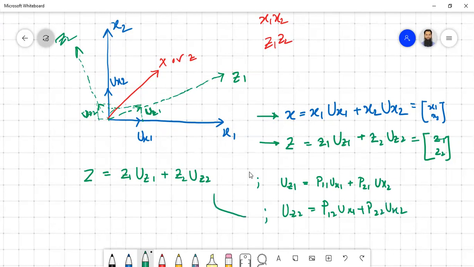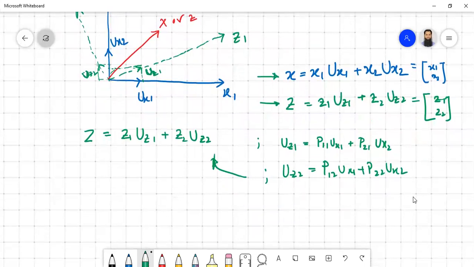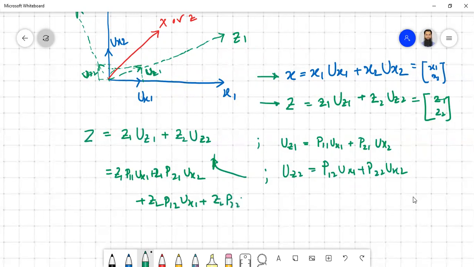Now if we plug these basis values into this equation, then what we are going to get is Z1 P11 ux1 plus Z1 P21 ux2 plus Z2 P12 ux1 plus Z2 P22 ux2.